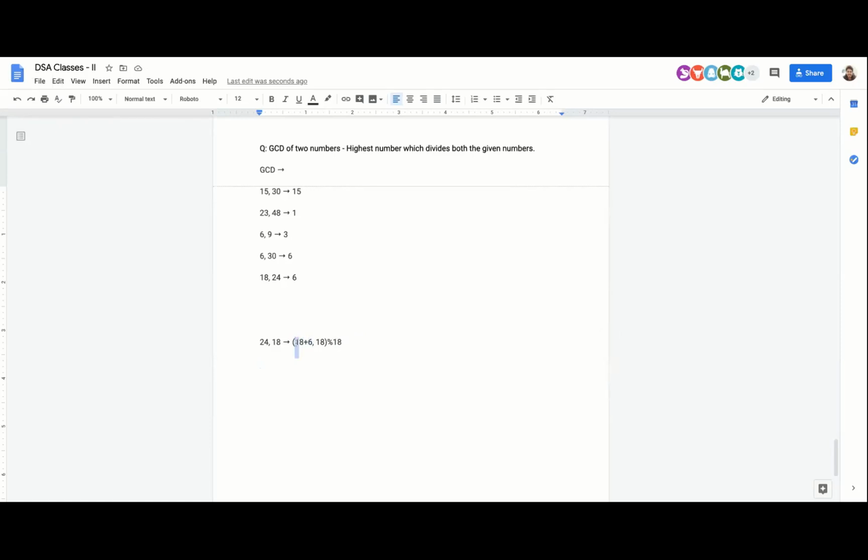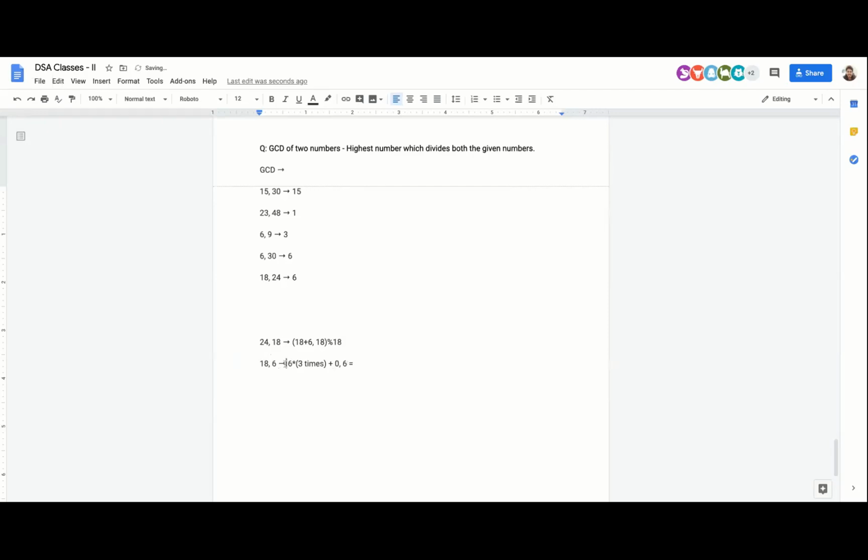So we need to find a number which divides this number as well as this number. So I'll try to find the GCD of 18 and 6. Now how can I write 18? I can write 18 as 6 into 3 times plus 0. If I divide this number, I will write the 6 as 6.